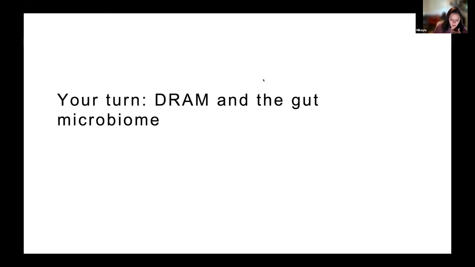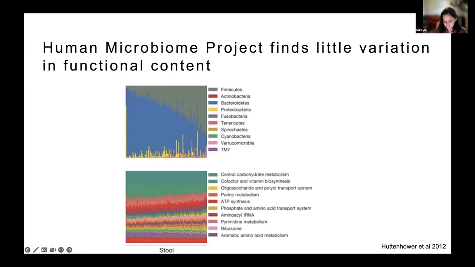So we're going to talk about DRAM and the gut microbiome. Before we were talking about soil, but we want to transition to the gut just to highlight the different areas where DRAM is a good genome annotator. This figure I'm showing you here is from 2012, and we've probably all seen this figure. This is the Human Microbiome Project, HMP 2012.